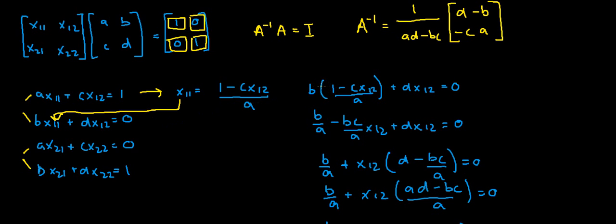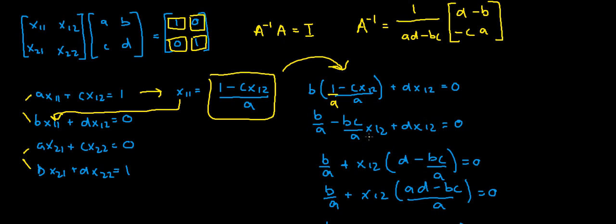Now I continue on over here. I'm substituting for x11 in this B x11. That's what I did over here. B times this substitution plus D x12 is equal to 0. Now I multiplied B out over here. And one thing I did, and it'll be apparent in a second why, is I separated these two things into just two separate fractions. So I have B divided by A minus BC divided by A x12 plus D x12.